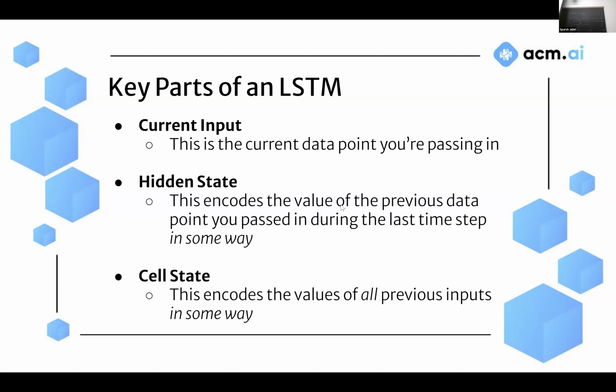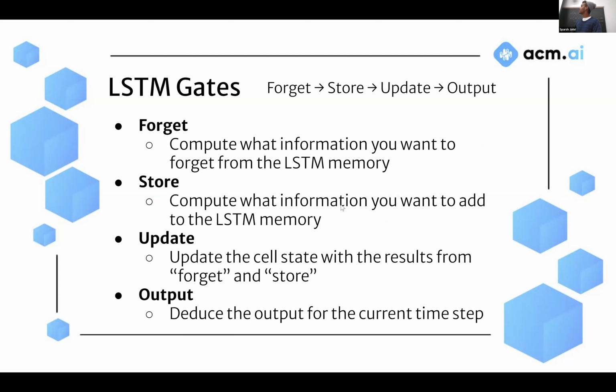This is what truly differentiates it from your RNN. This encodes the values of all previous inputs in some way. So it's almost like a summarization of all your previous inputs and the essential features of your previous inputs. And so yeah, these are some key parts of the LSTM and LSTM gates, right?